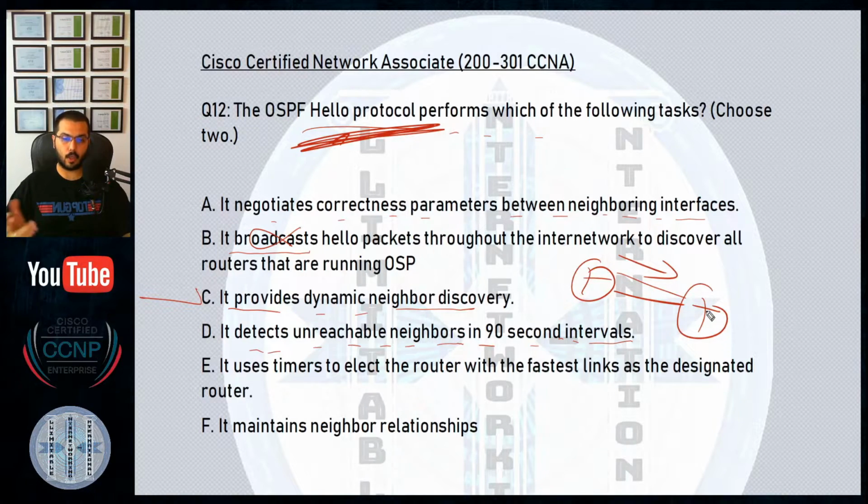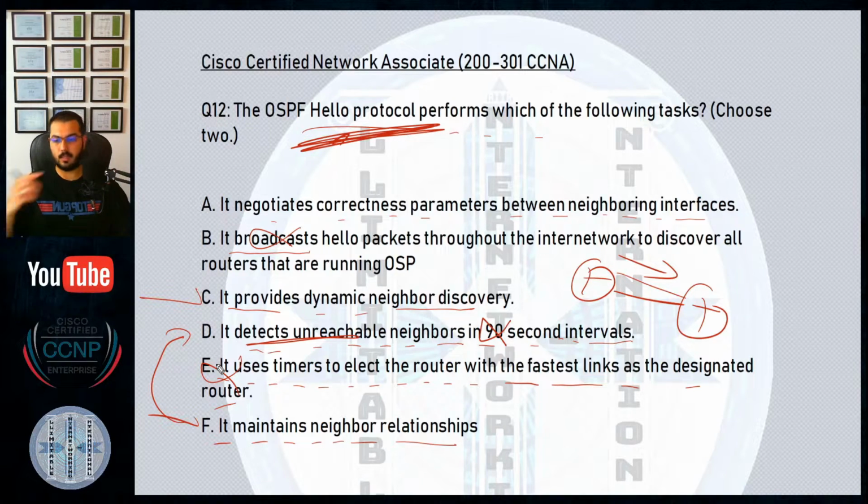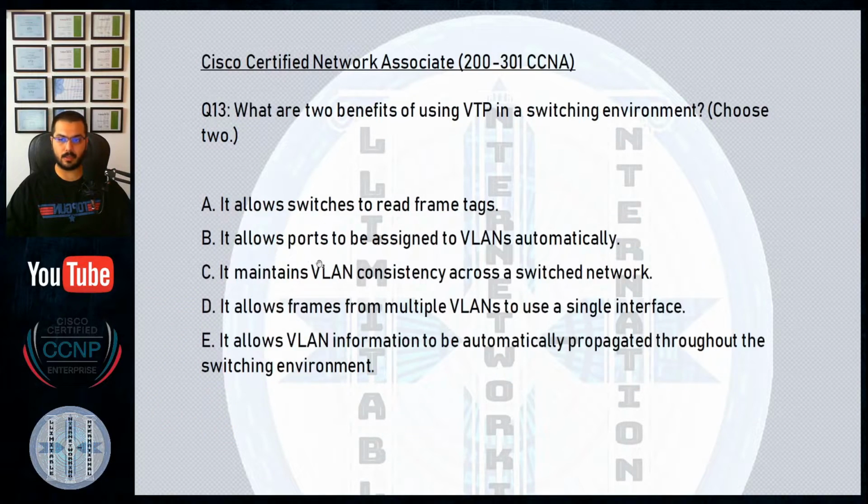Okay, so the hello interval is 10 seconds. The dead interval is 4 times the hello interval, which is 4 multiplied by 10, 40 seconds. So after 40 seconds, it will detect some unreachable neighbor. So no, it's not in 90, it's in 40 seconds. It uses timers to elect the router with the fastest links as the designated router, not you, of course. It maintains neighbor relationship, just like D. So yes, F is more correct than D. So C and F are the only correct answers regarding the hello message of OSPF.